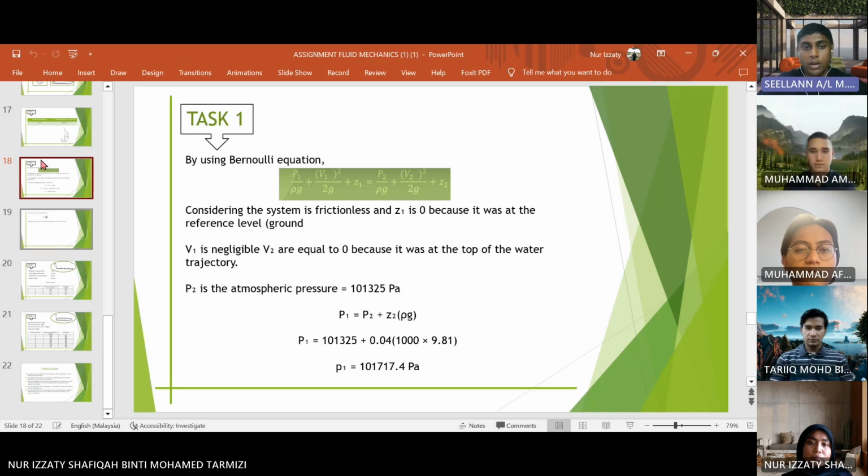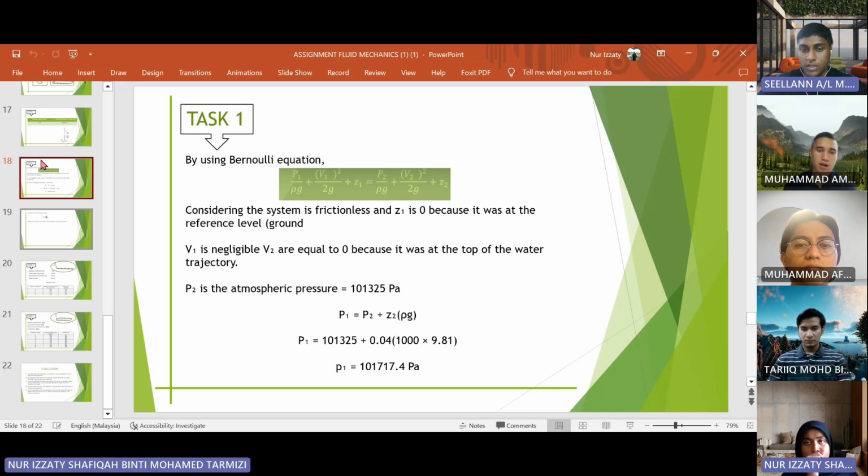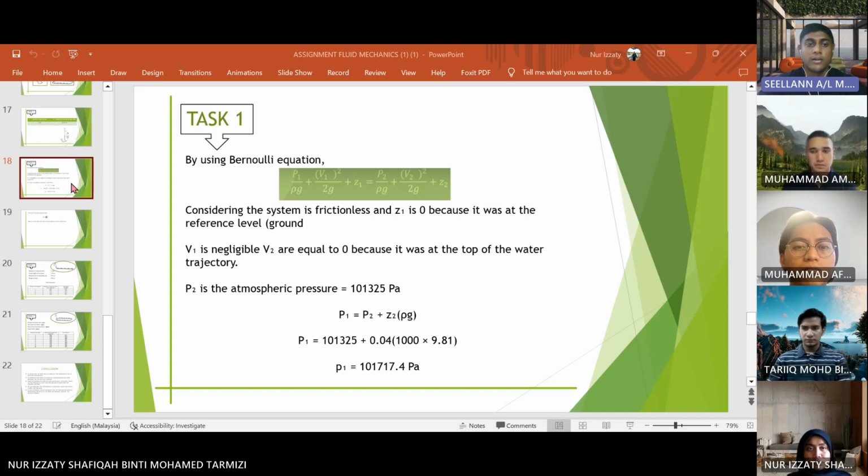By substituting from the Bernoulli equation, we get pressure 1 is equal to pressure 2 plus Z2 rho g, where pressure 1 is equal to 101,325, which is pressure 2, plus Z2 is 0.04 times rho, which is water, times the gravity, which is 9.81. From that, P1 we get 101717.4 Pascal. Next.